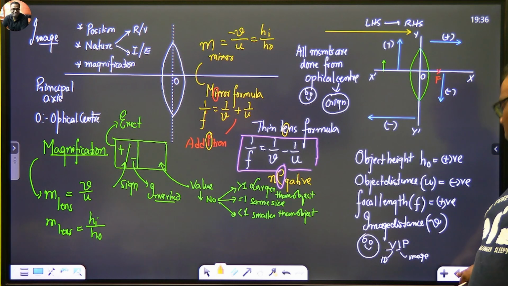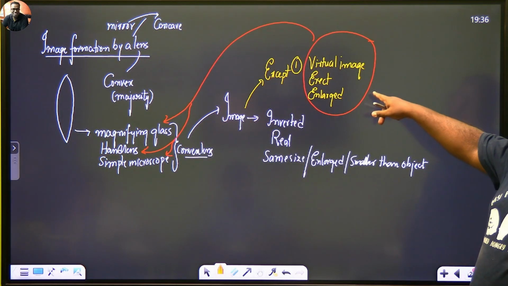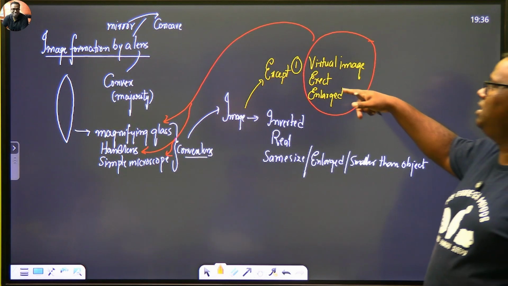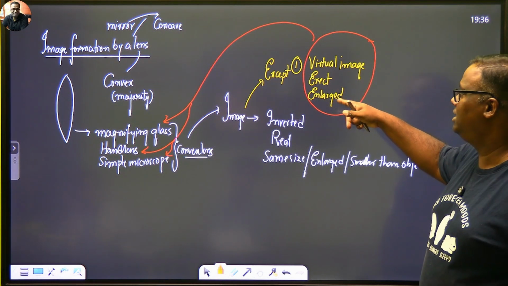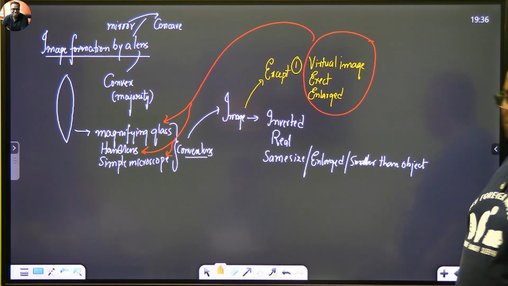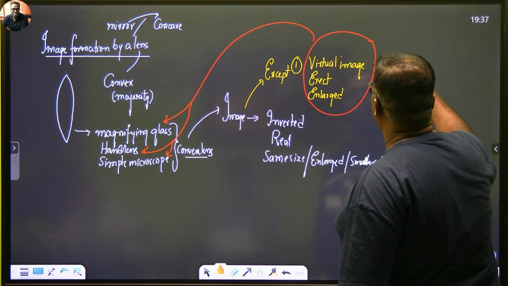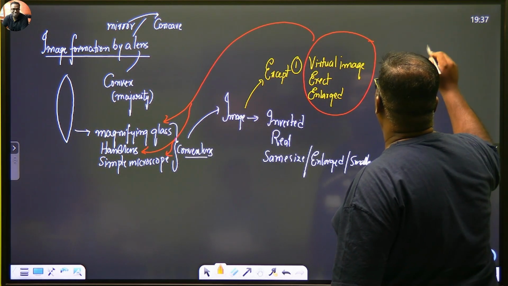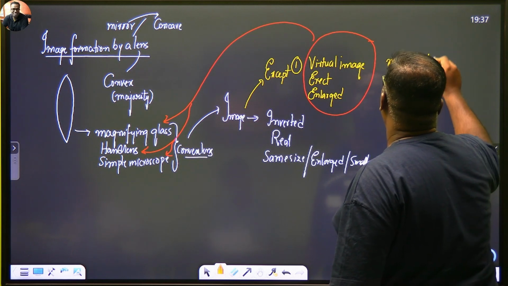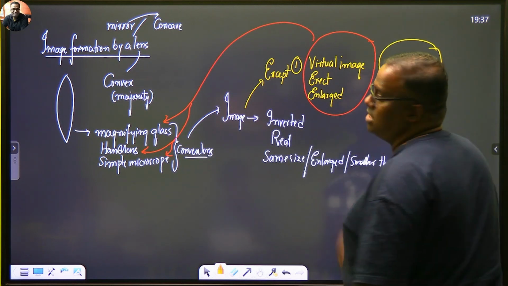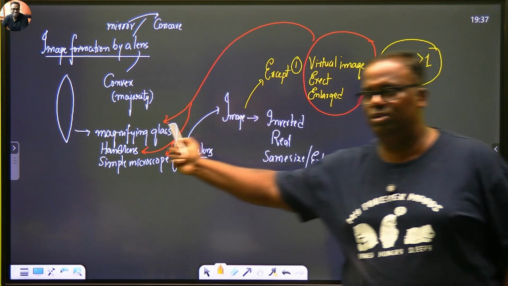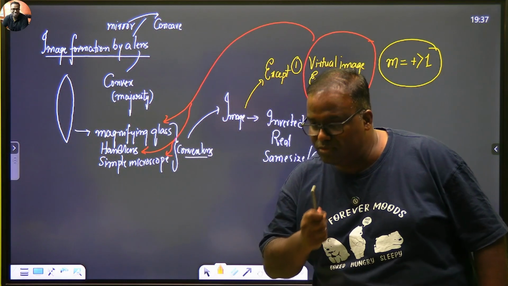Go back to the previous slide. I said that there is one case where we will see magnified, erect, and virtual. That means there is only one case where in a convex lens M will have a value plus and greater than 1. One and only case. And this case will be that of the hand lens, the detective hand lens.